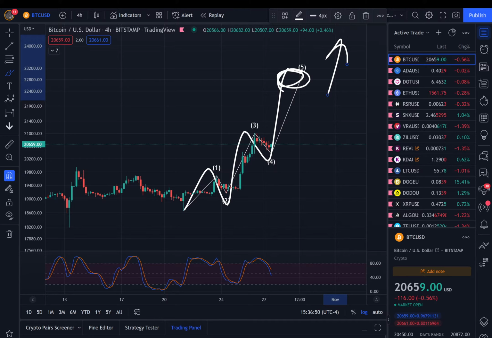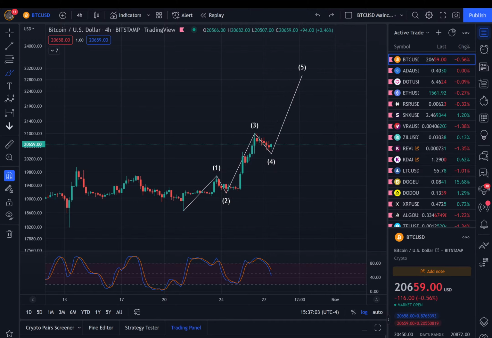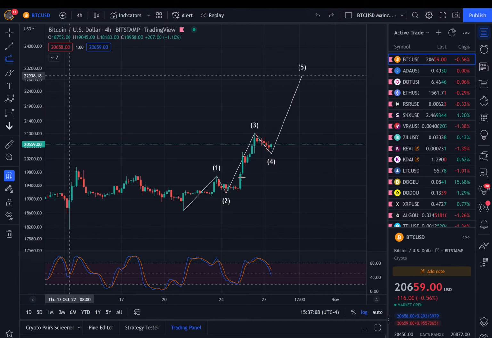And my projection, again, is $1.7 million to $4 million for a Bitcoin. How it's going to get there, I don't know. But I think that's still a viable projection. And that projection is no different than the projections I make on a small time frame. That's the beauty of Elliott wave theory.